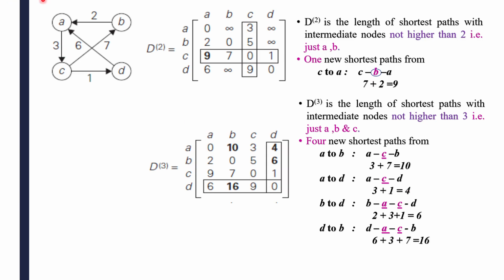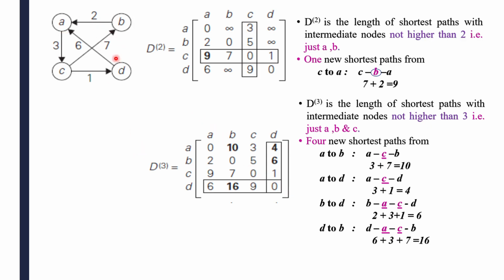Next, B to A. B to A direct path is there. B to C, is there a path? B to C using A, B, C, D as intermediate nodes. So that is B to A and A to C. Already by taking A as an intermediate node, I got 5 here. That's why it remains as it is.